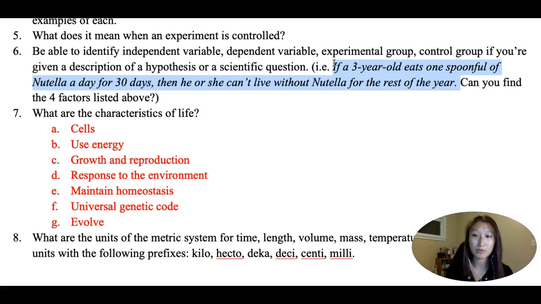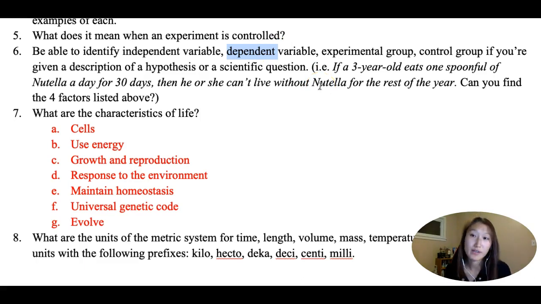An independent variable is something that you're changing on purpose in the experiment. You're directly manipulating it. The dependent variable is what's changing as a result of your manipulation, okay? So in this case, what we're manipulating is whether we're feeding a 3-year-old spoons of Nutella or not, right? So your independent variable will be whether we're feeding the 3-year-old Nutella or not. Our dependent variable is the effect, what is changing as a result of your manipulation. So the dependent variable in this case will be whether or not this 3-year-old can live with Nutella.